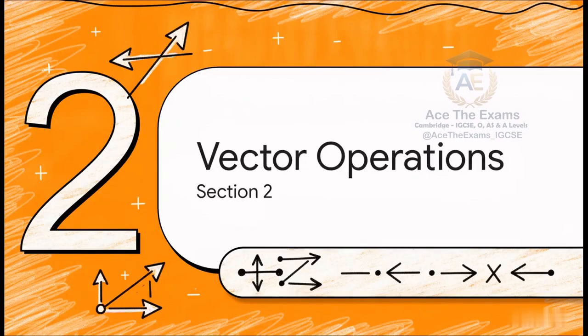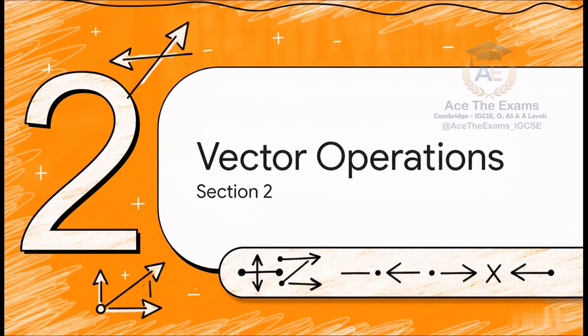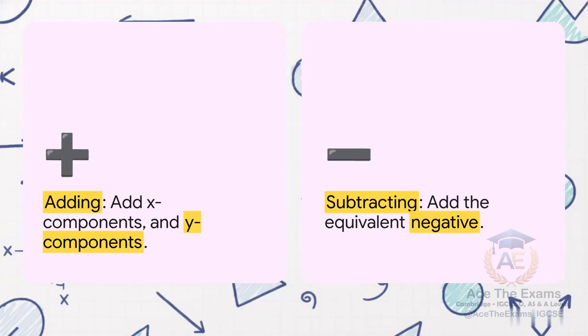Section 2. Visualizing vector operations. Now that we know how to identify them, let's look at how we actually manipulate these vectors mathematically. Adding vectors in component form is incredibly straightforward. It's almost impossible to mess up if you stay organized. You just add your x components together, and then you separately add your y components together to get your final resultant vector.